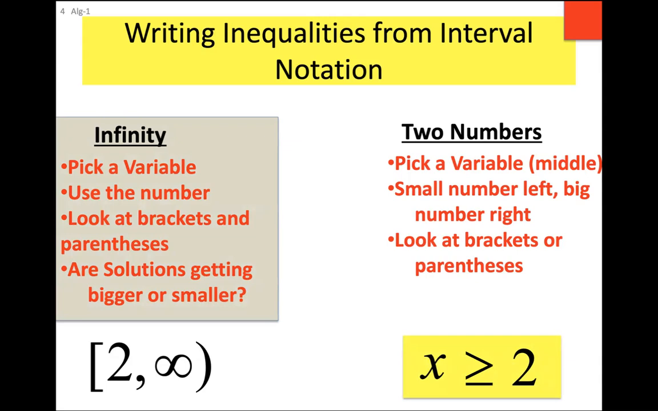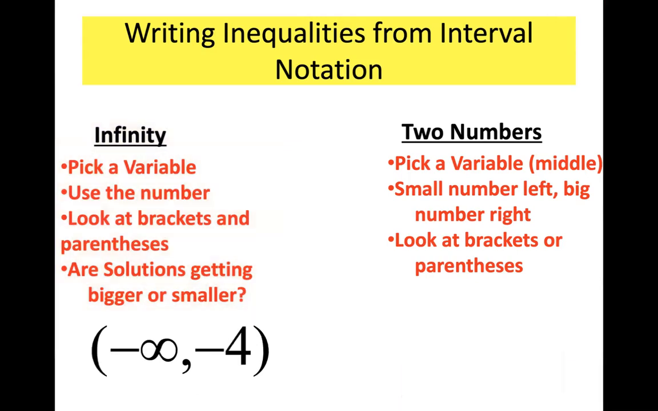If there wasn't a bracket, if there was a parentheses around the 2, then it would just be X is greater than 2. We need to see that again, don't we? All right, let's see that again. Oh, look, I got an infinity symbol. It's negative this time, so I'm still using that side.